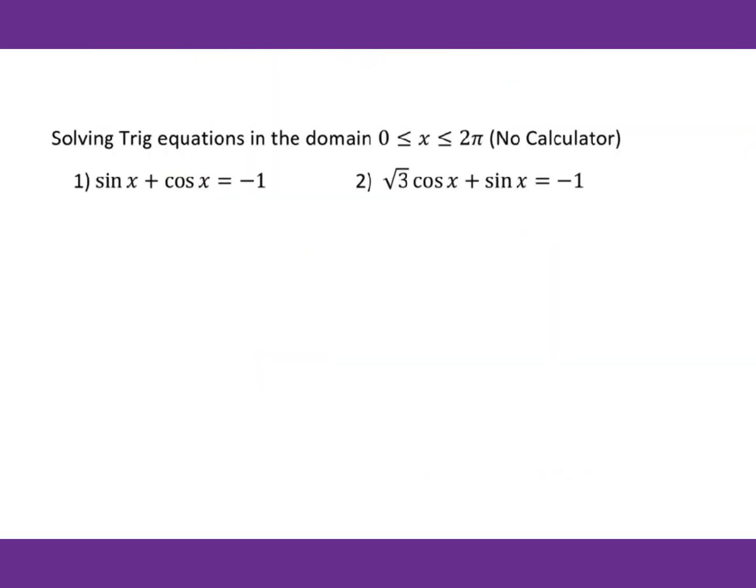Let's go to number 2. First of all, for this pattern, remember, we do a sin x in the first position. Therefore, we will move this sin x first, then plus square root of 3 cosine x equal to negative 1. And we got a equals 1 and b equals square root of 3.